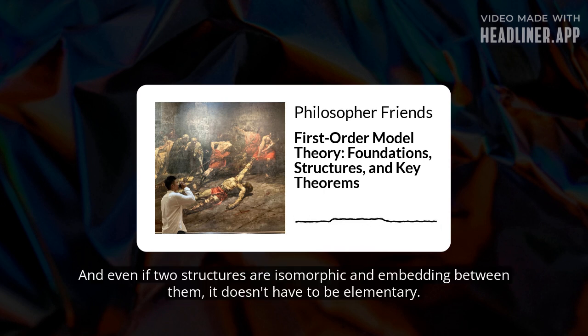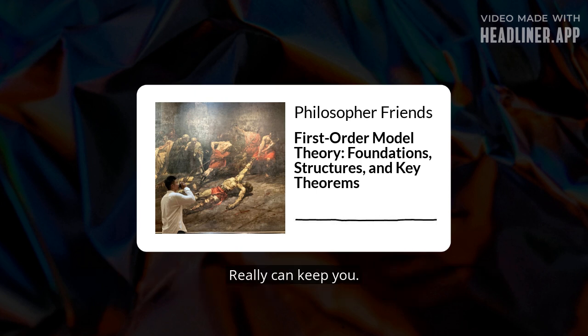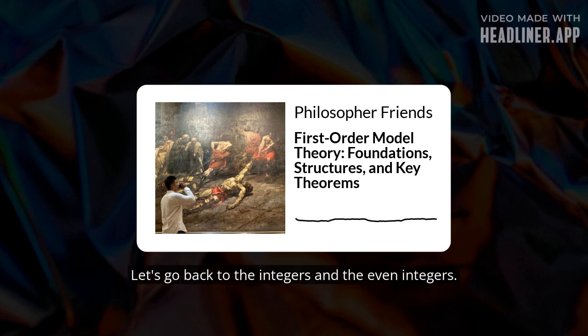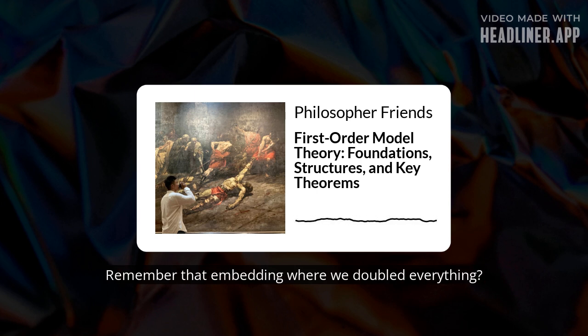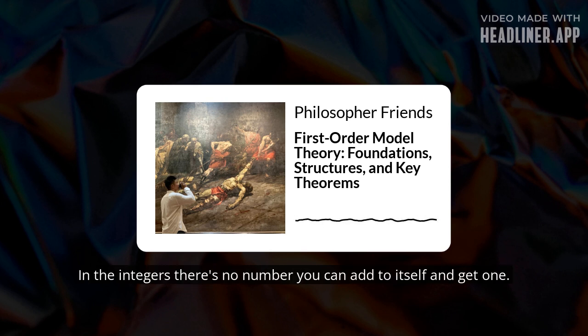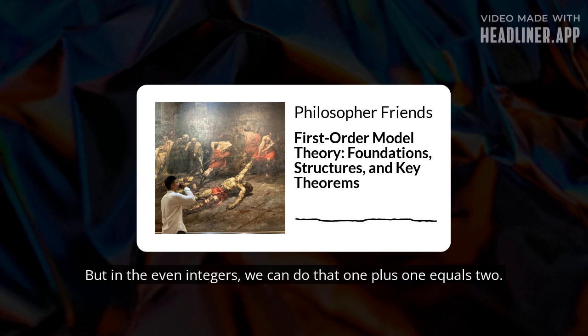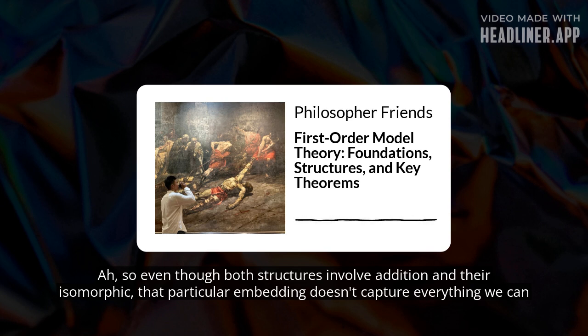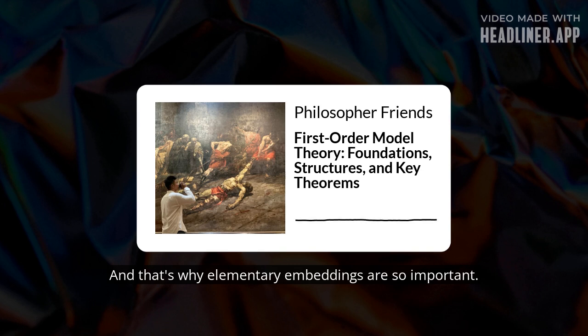And even if two structures are isomorphic, an embedding between them doesn't have to be elementary. Really? Can you give me an example? Let's go back to the integers and the even integers. Remember that embedding where we doubled everything? That's definitely an embedding, but it's not elementary. And here's why. In the integers, there's no number you can add to itself and get 1. But in the even integers, we can do that: 1 + 1 = 2. So even though both structures involve addition and they're isomorphic, that particular embedding doesn't capture everything we can say about them. Exactly. And that's why elementary embeddings are so important.